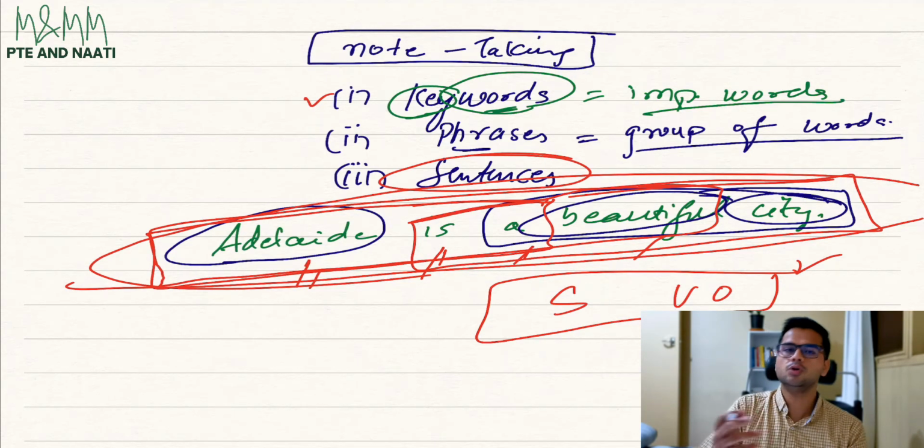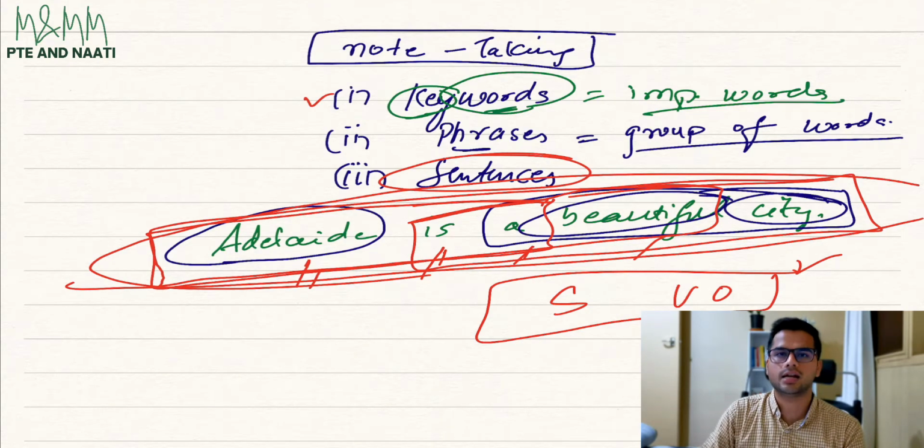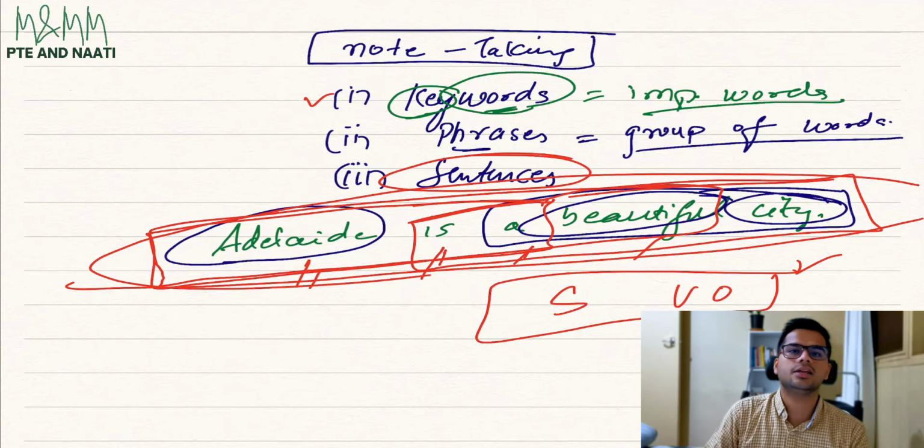So if you go to Pearson's official website and look at their official score guide, you will understand and realize one thing, that they have specifically mentioned that if you take keywords, on a scale of 1 to 5, there is no way on this earth you can exceed more than 3.